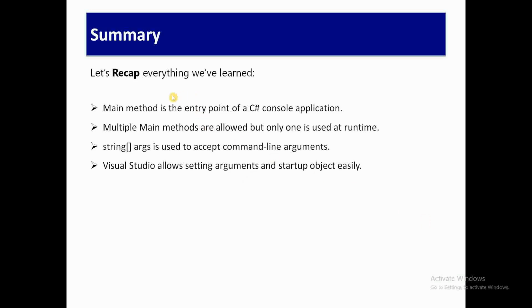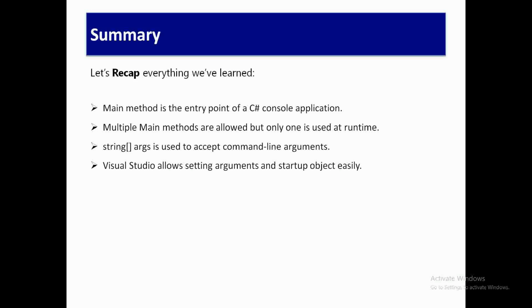So here is a summary of today's lecture. Let's revise again what we learned today. The main method is the entry point of the C# console application. The main method must be there if we want to run our application, with the static keyword, because without static it will not run. It will throw a compile time error. If we want to use multiple main methods, we can do that, but not in the same class. We have to create them in a different class.